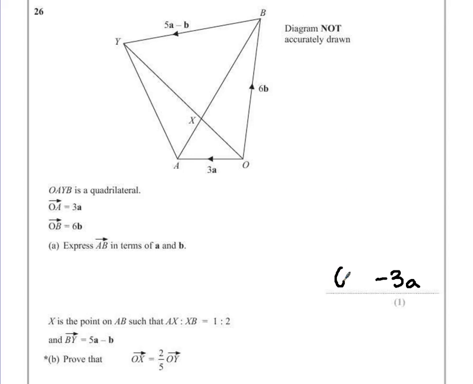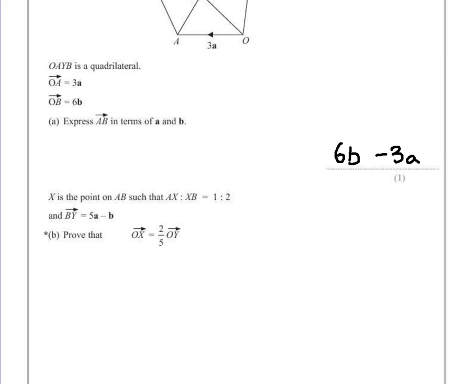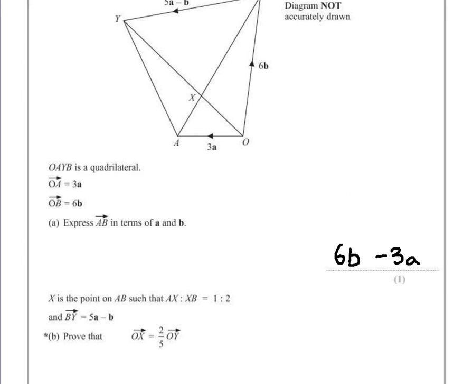So my vector from A to B is 6B take away 3A. You could have also done that the opposite way around, negative 3A add 6B.